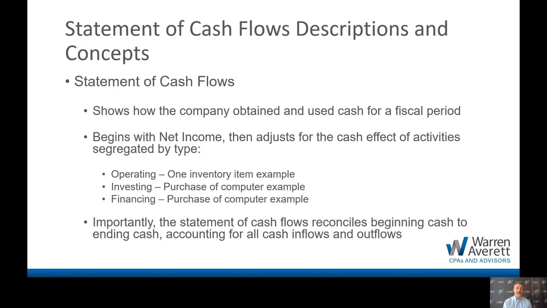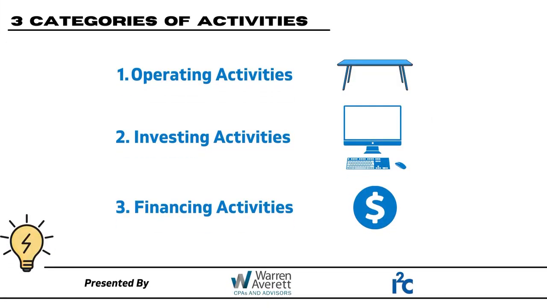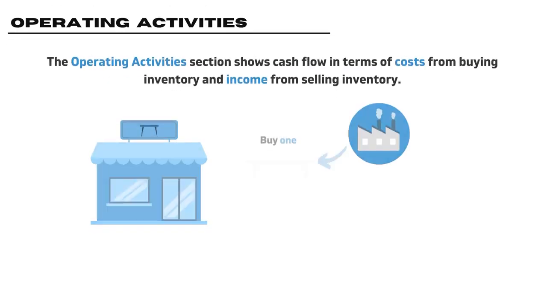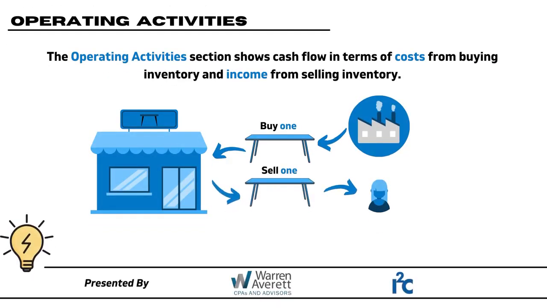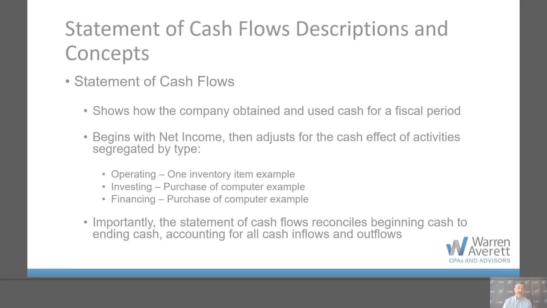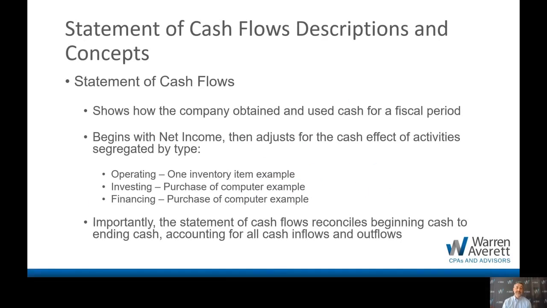When we look at the statement of cash flows, it's broken down into three categories. The three categories are operating activities, which are shown first, investing activities, and financing activities. What are each of those? Operating activities, if we look at a very simple one inventory item example, if a company sells, I don't know, tables, and it bought one table and sold one table, then the statement of cash flows in the operating activities section is going to show the results of buying one table and selling one table for cash. So it'll have cash out to buy the inventory and cash in representing the sale of that inventory.